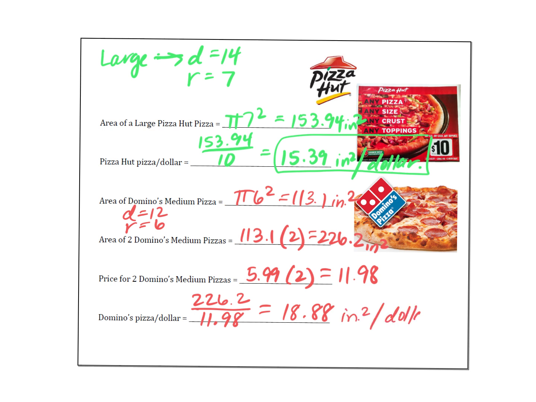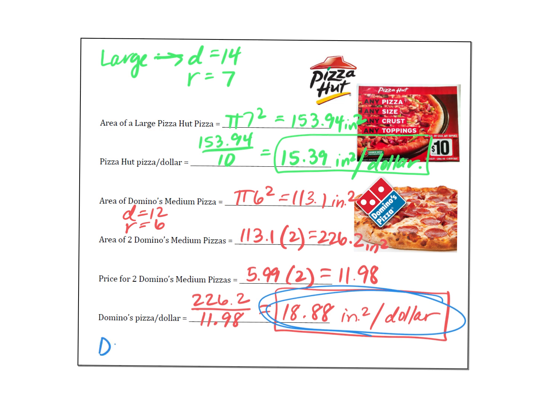Let's circle this. Now the big question is, which one is the better deal? To me, the better deal is the one where you get more pizza for less. So guess what? We get more pizza from Domino's per dollar. So Domino's is the better deal. Unless you don't like Domino's pizza, then maybe you just want to go with Pizza Hut.